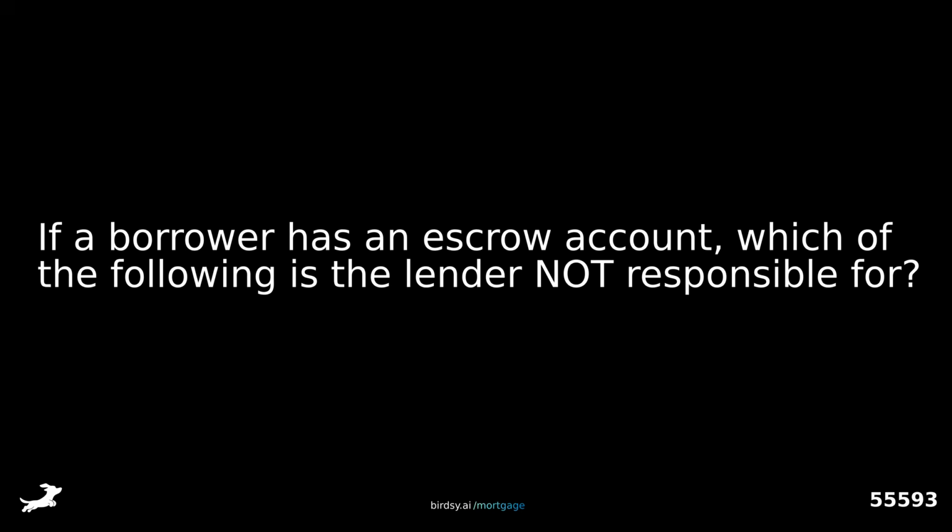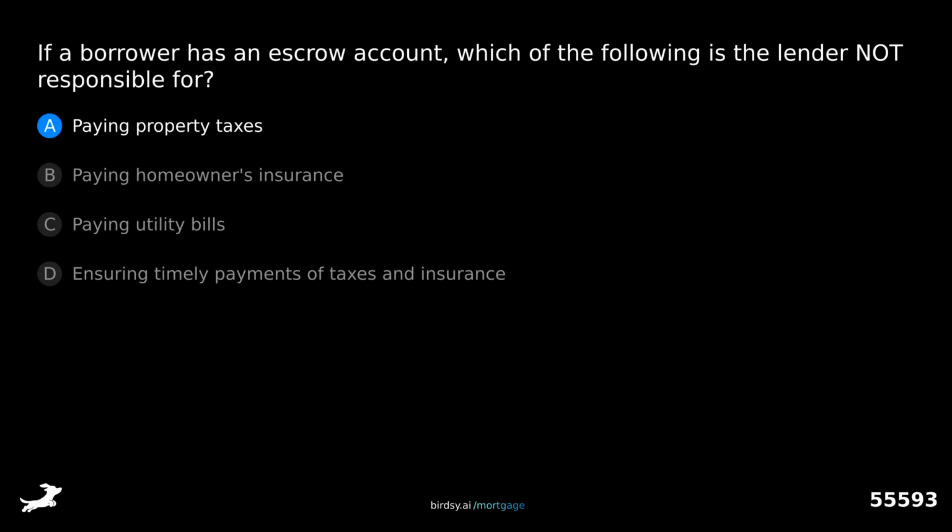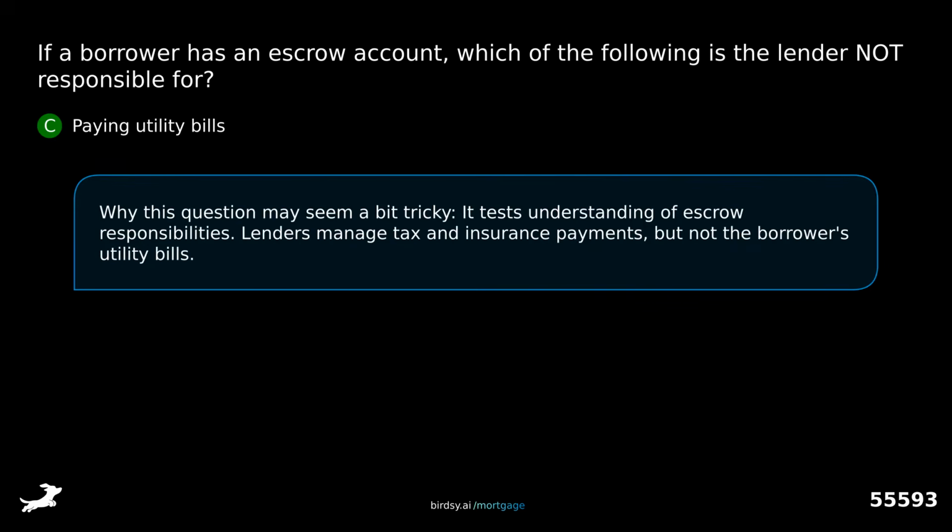If a borrower has an escrow account, which of the following is the lender not responsible for? Is it A, paying property taxes? B, paying homeowners insurance? C, paying utility bills? Or D, ensuring timely payments of taxes and insurance? The answer is C, paying utility bills. Why this question may seem a bit tricky: it tests understanding of escrow responsibilities. Lenders manage tax and insurance payments, but not the borrower's utility bills.